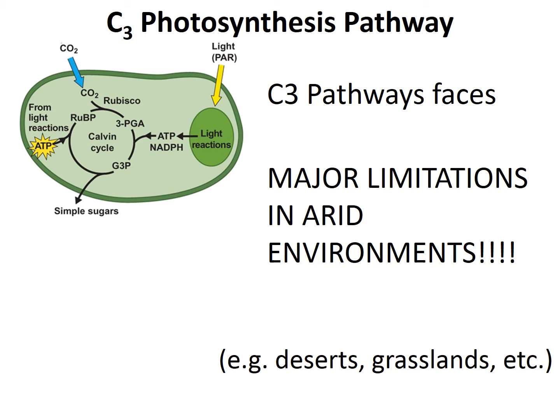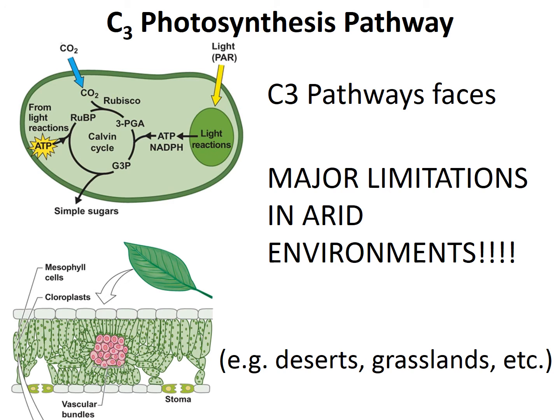So the environments where the C3 pathway is going to be most challenging to complete is going to be in those arid environments, those places where it's too costly for the plants to constantly have their stomata open to get enough CO2 because they're losing water and they can't afford that in those particular environments.